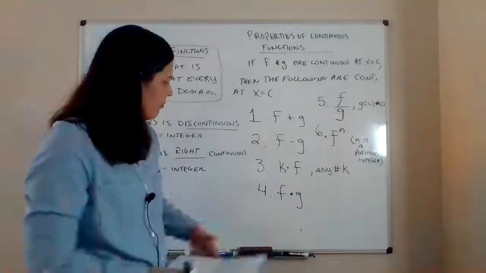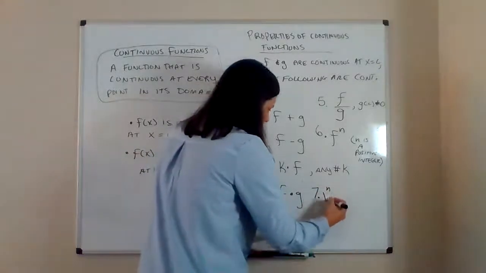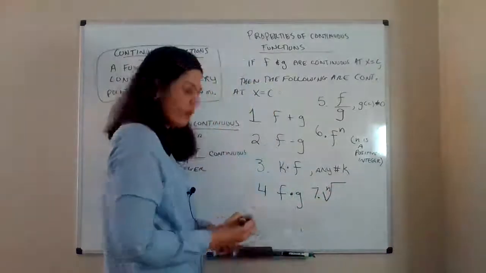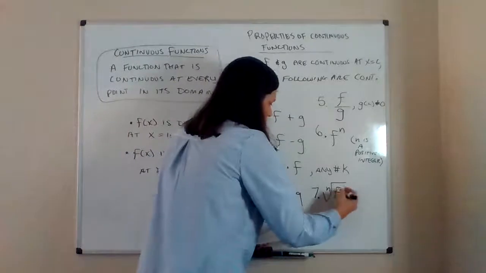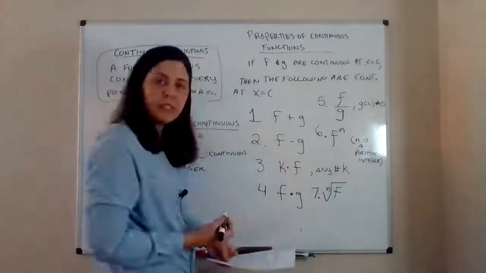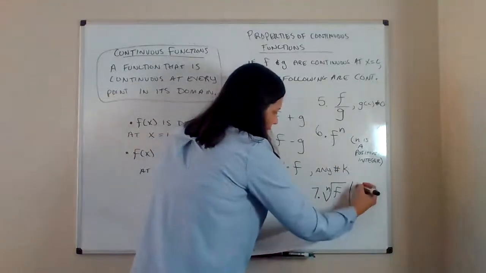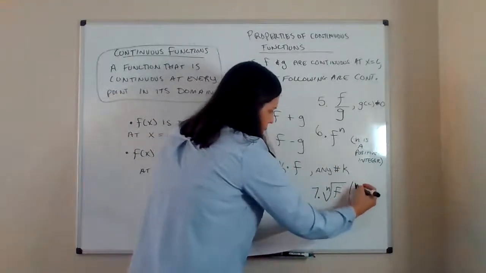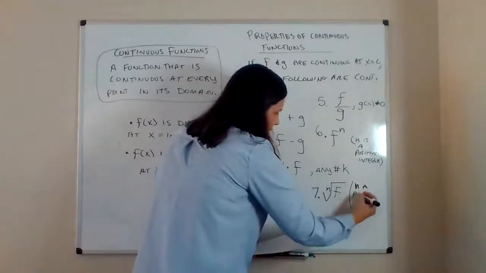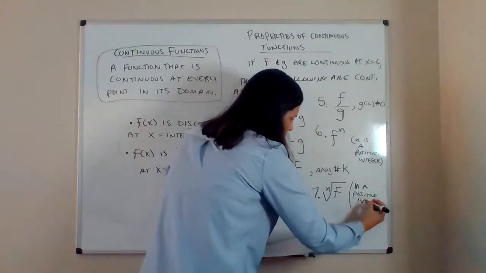And then number 7 here, if you take a root, so you say like the nth root of my function, square root, cube root, fourth root, so on, that's going to be continuous as well. And same thing holds true over here. This has to be, for n, a positive integer.